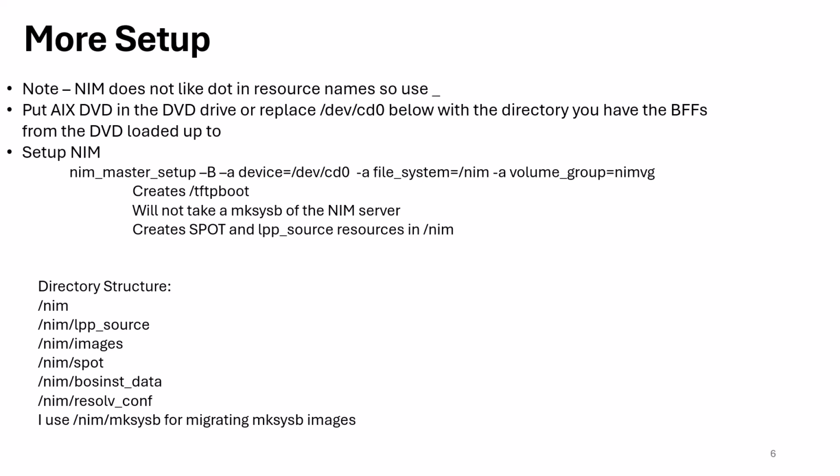And now you're going to run nim_master_setup. What nim_master_setup is going to do is it's going to take all of the BFFs, etc., from the CD or from the directory that you give it. It's going to use /nim as the file system in volume group nimvg, and it will create a /tftpboot file system, and it will create the basic SPOT and LPP source resources in /nim that you will use later.